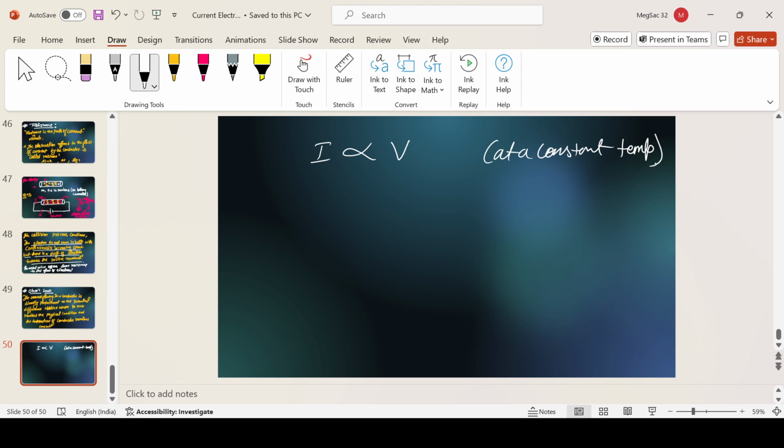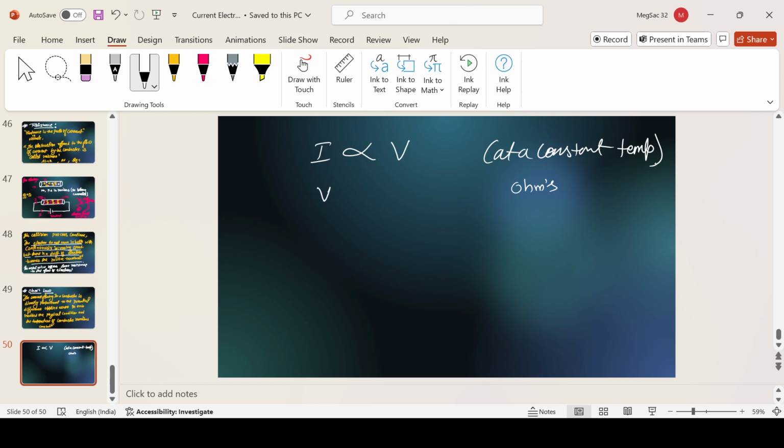कोई डाउट किसी को? ठीक है, क्लियर हो गया. So I is proportional to V. I is proportional to V at a constant temperature, because if you change the temperature then I won't be proportional to V. So this has been stated by whom? This has been stated by Ohm.